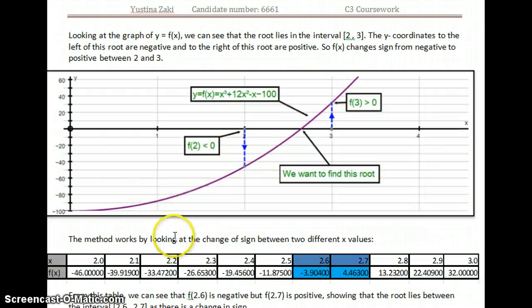Here is the zoomed in graph of y equals f of x, and the root is shown to be right here, between 2 and 3. When x is 2, f of x is smaller than 0. When x is 3, f of x is bigger than 0. This is seen to be a change of sign from negative to positive.